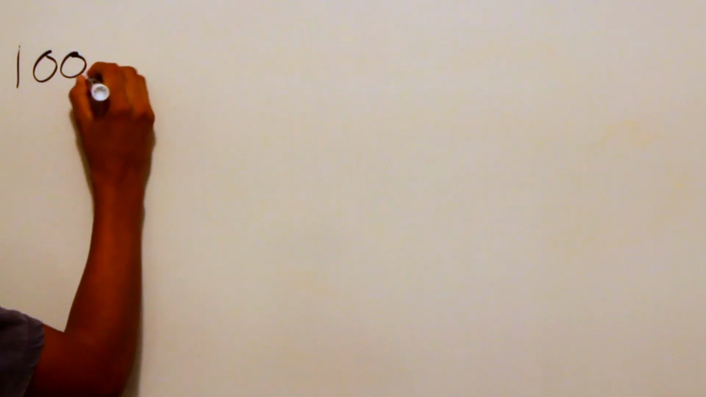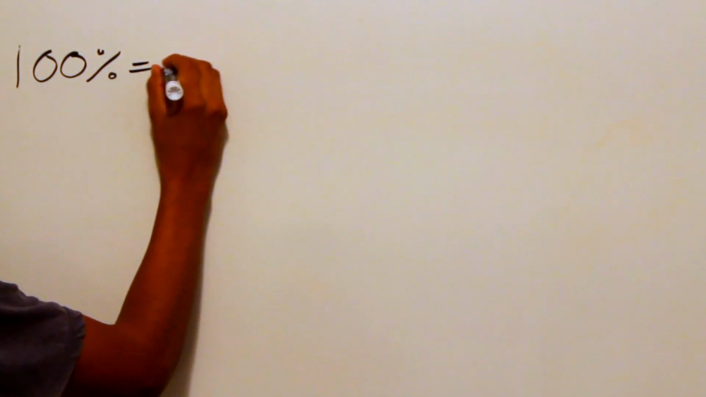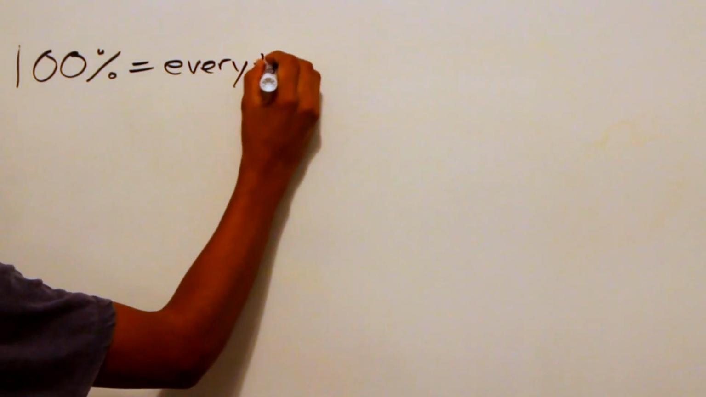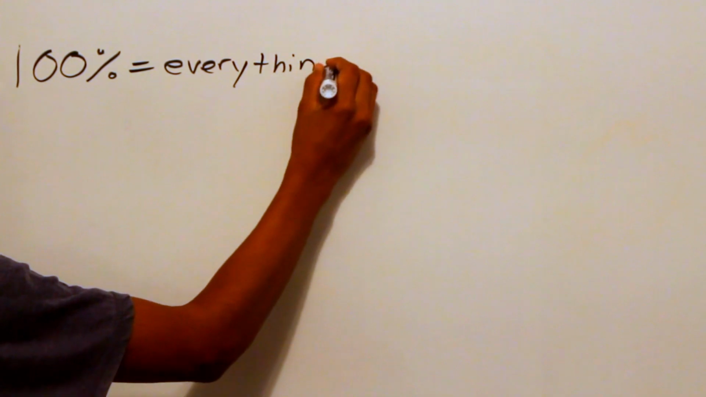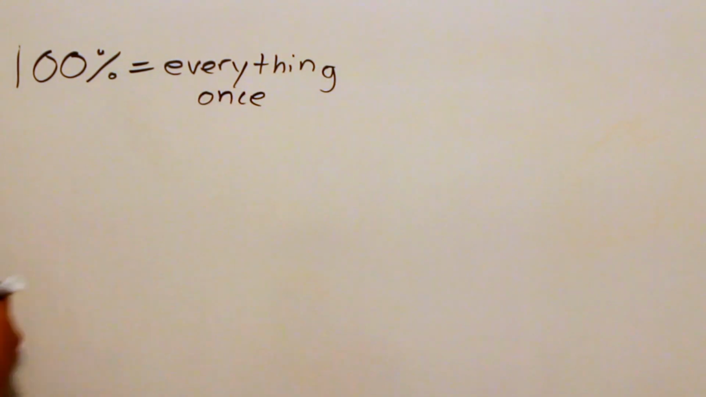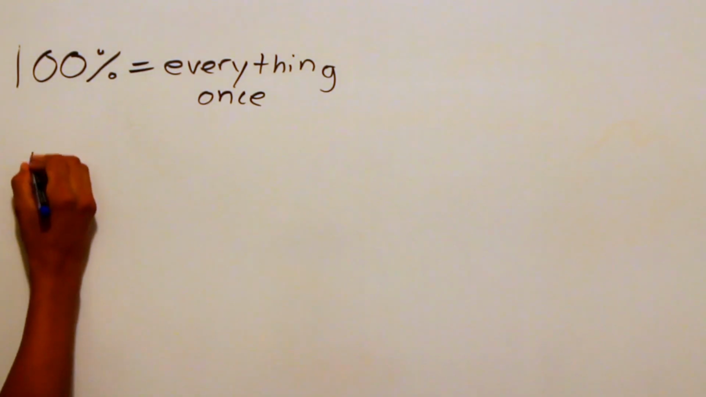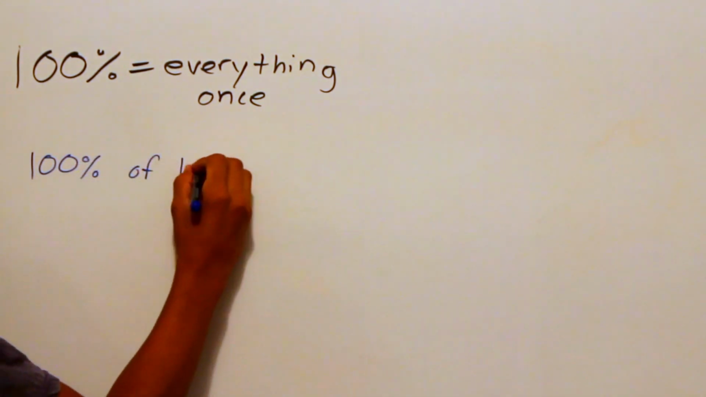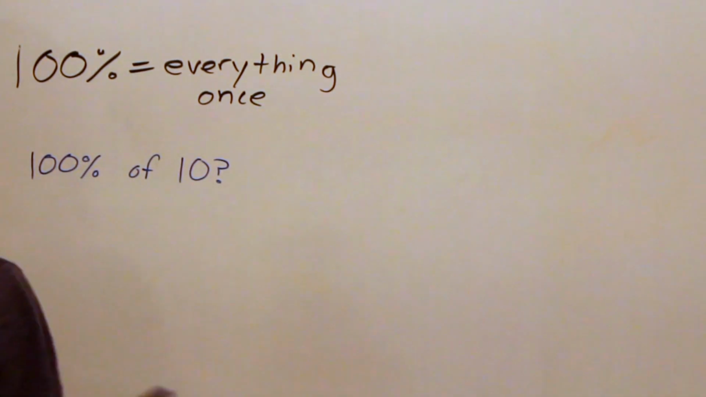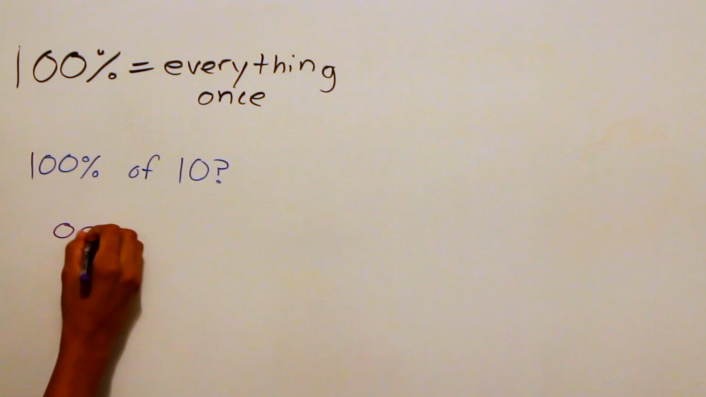So what does 100% really represent? 100% means everything multiplied once. Let's say we want to find the percentages of 10. In this case, everything represents 10.